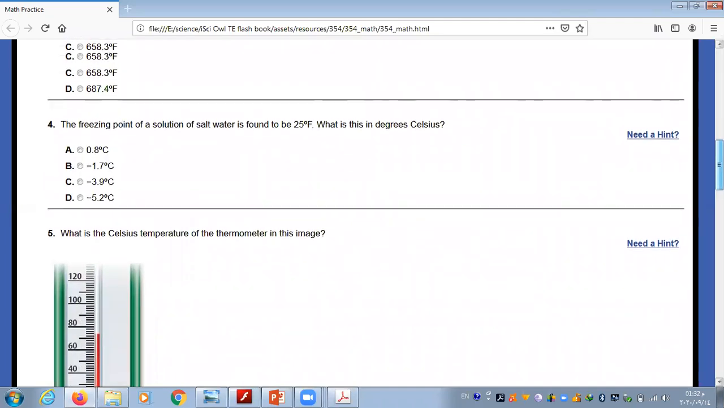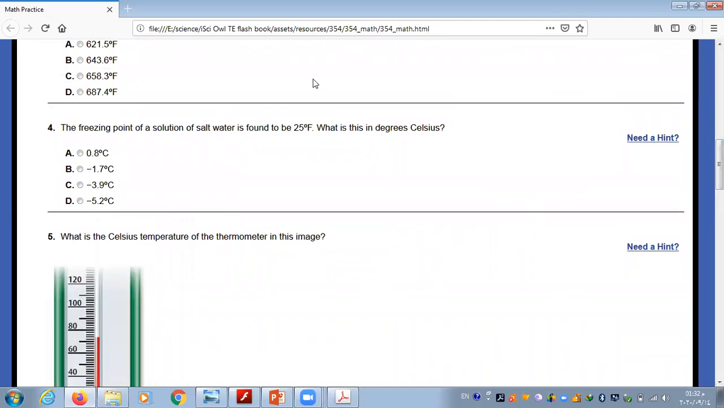For question number 4, look here. He told you that the freezing point of a solution of salt water is found to be 25 degrees, pay attention, Fahrenheit. What is this in degrees Celsius? So we want the result in Celsius.